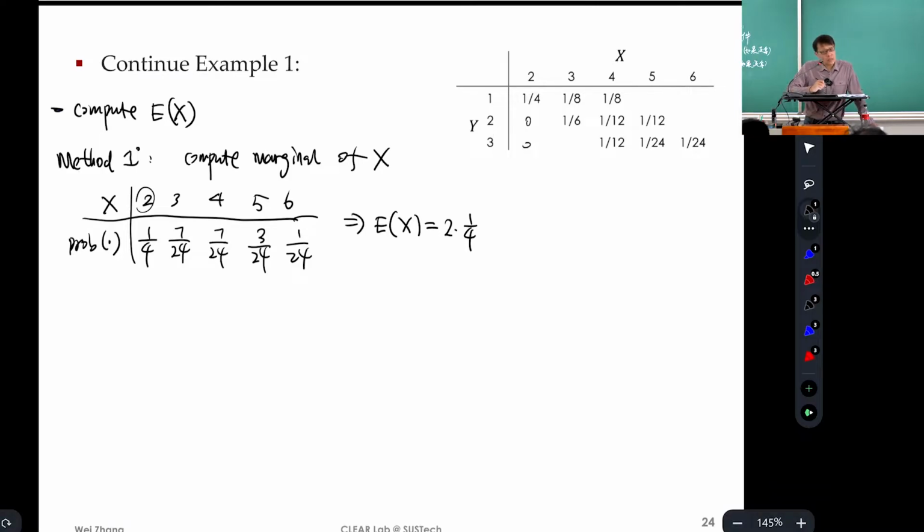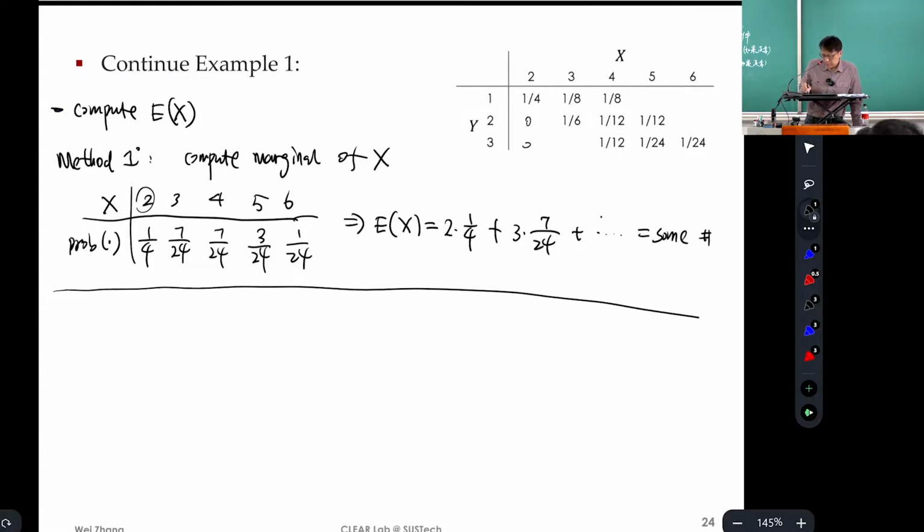Then I can compute expectation of x equal to 2 times 1/4. The value it takes times the probability that value occurs. And you sum over all the possible values it takes. 7 over 24, 4. I don't want to write all of them. Eventually we get a number, okay? Do you know what this number is? I don't care. So some number. I don't care about numericals, okay? Because the computer can do this much better than a human. But you have to understand what you're doing.